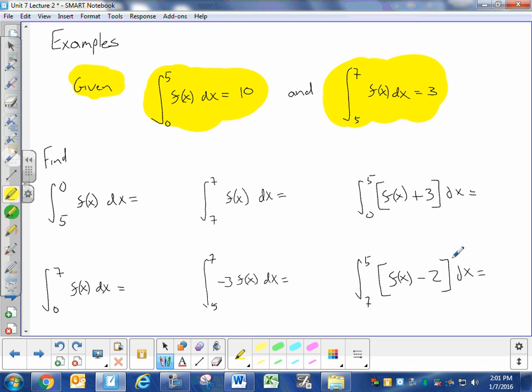For example, the one on the top left, the integral from 5 to 0. Well, I know the integral from 0 to 5 is 10. This is going to be the opposite, negative 10. Okay, that's it. You guys do the rest. The challenge one is the one on the bottom right. Let's see if you guys can get the one on the bottom right after you get the other ones. Once you're done, check your answers with the neighbor, and we will confirm them together.